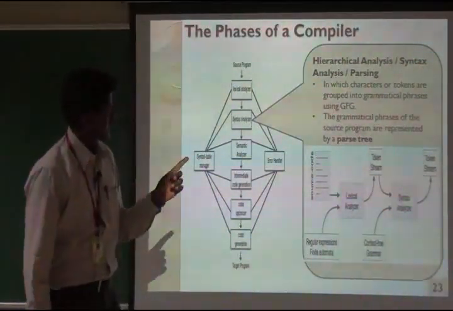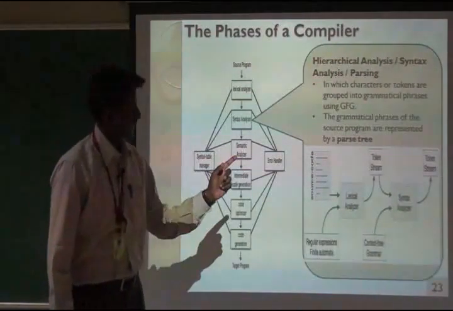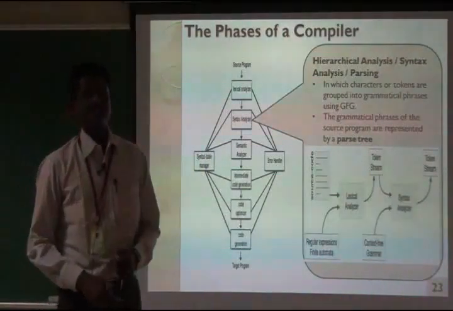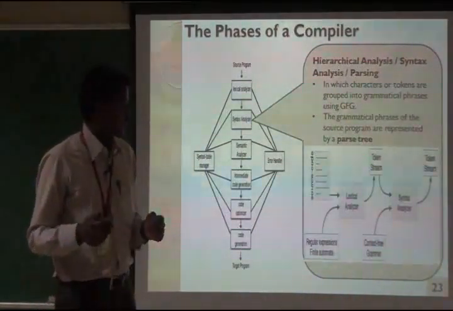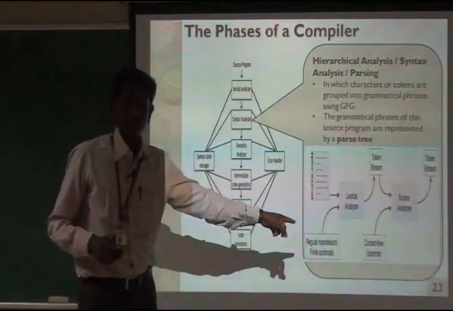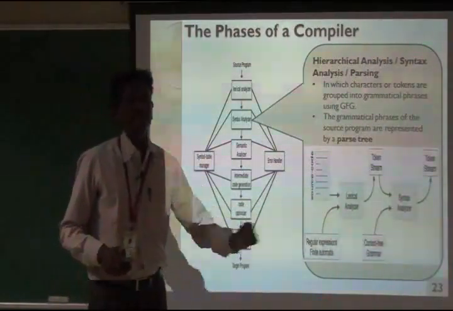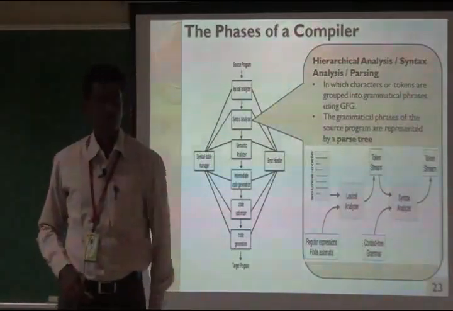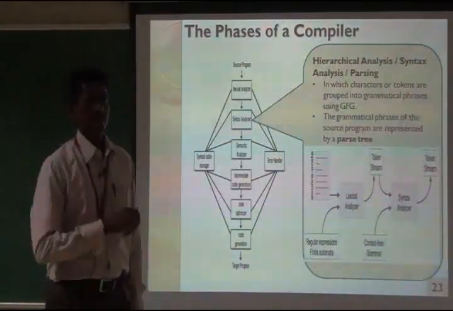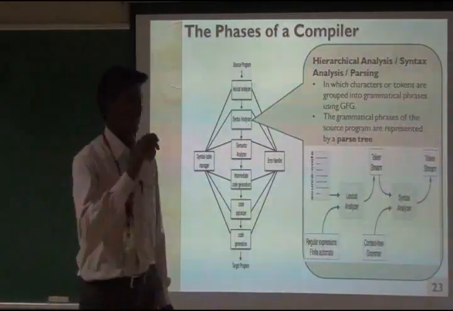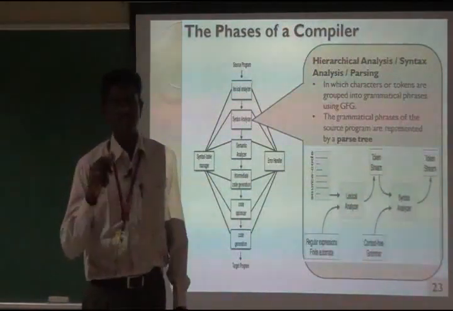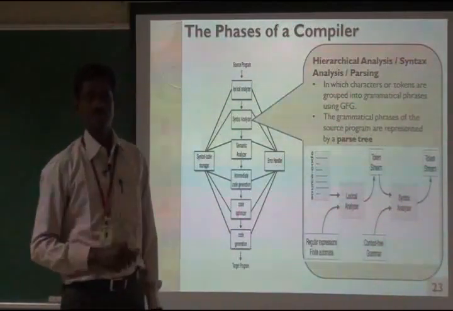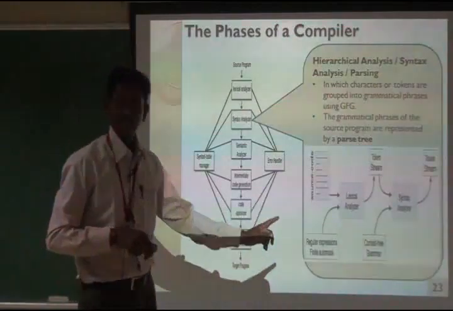Now the syntax analyzer gets the tokens from the lexical analyzer, then groups all the tokens. The group of tokens must follow the rules prescribed by the context free grammar, otherwise the syntax analyzer reports a syntax error. For example, C equal to A plus B is our statement. As per C language, all statements must end with a semicolon. That is the rule given by the context free grammar.